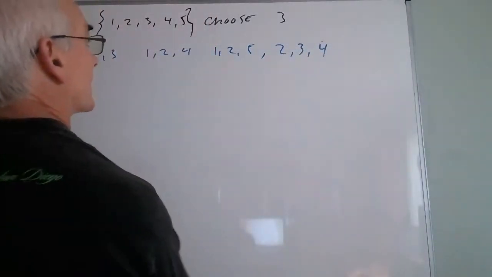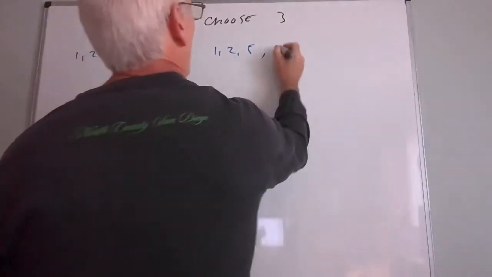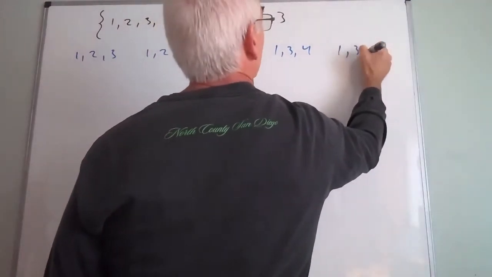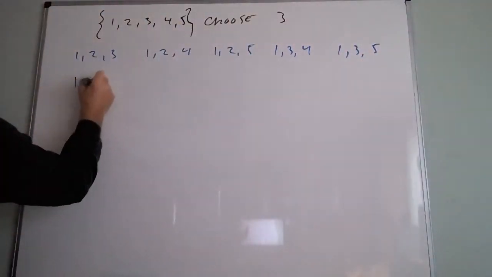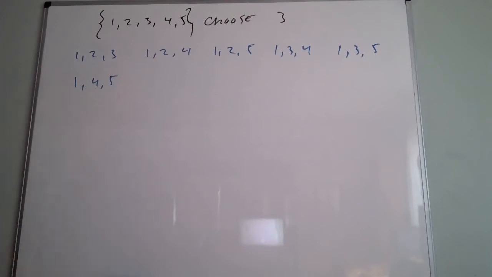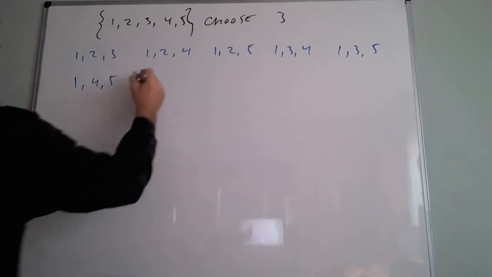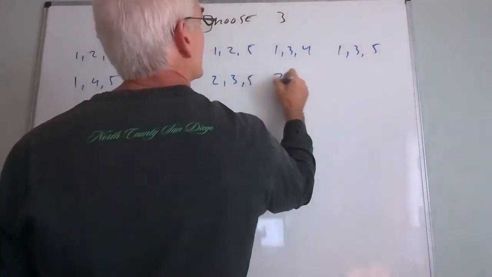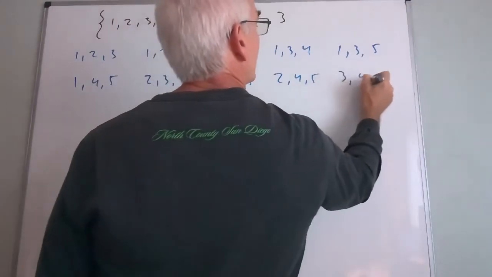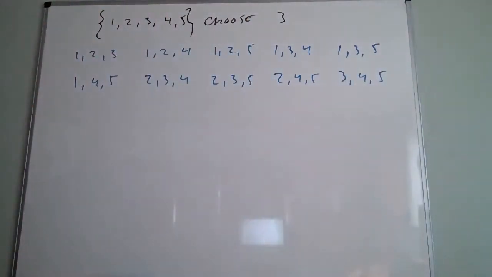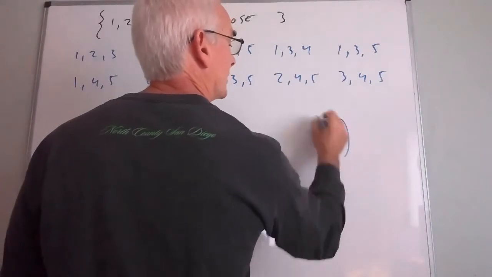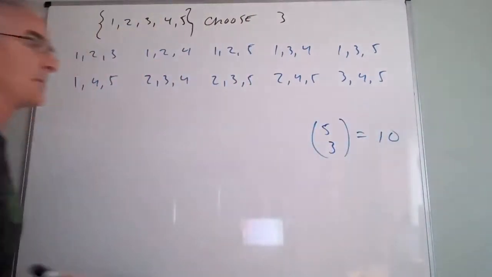Oh, no, let's stick with 1 first. Sorry. Then we'll go 1, 3, 4, 1, 3, 5. Then 1, 4, 5. Make sure my brain's working properly. I think that's it. Then we'll go 2, 3, 4, 2, 3, 5. Then 2, 4, 5, and then finally 3, 4, 5. I think this is every possible combination. So if I have 5 numbers and I want to choose 3 of them, clearly that's 5 choose 3, which of course is 10. And that's how many I have.